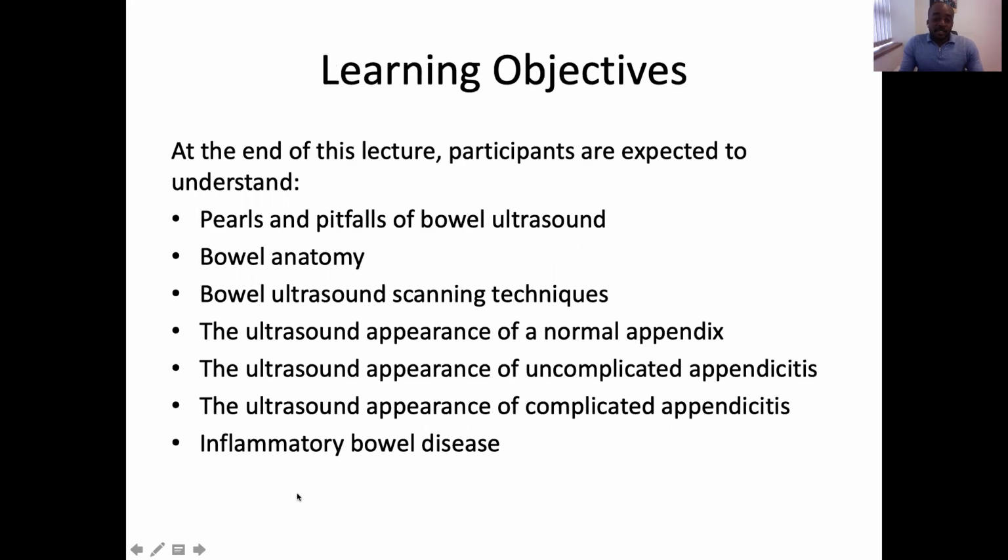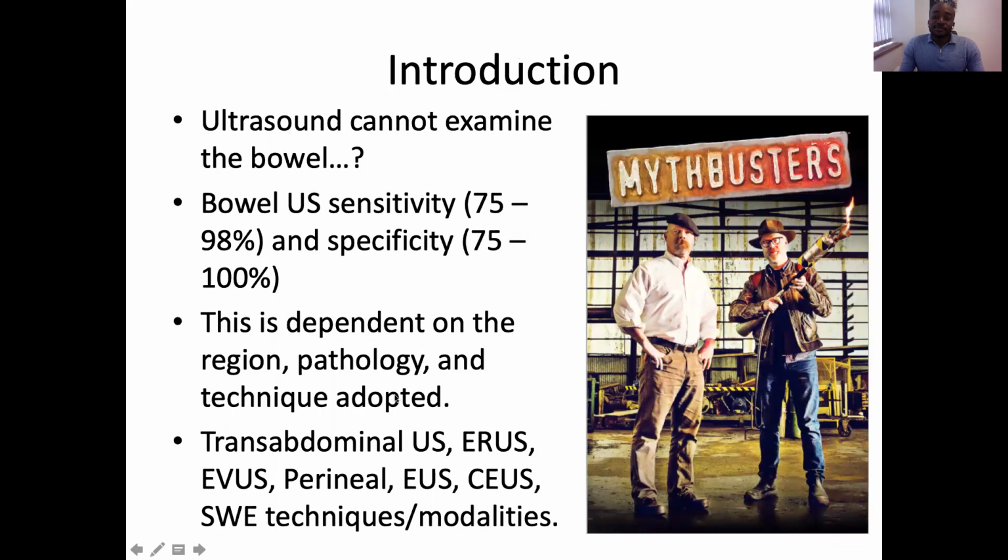Here are the learning objectives. At the end of this lecture, participants are expected to understand the perils and pitfalls of bowel ultrasound. We're also going to discuss a lot about the bowel anatomy. We are also going to discuss bowel ultrasound scanning techniques, tips and tricks, the ultrasound appearance of the normal appendix, the ultrasound appearance of uncomplicated appendicitis, as well as complicated appendicitis. And we'll discuss inflammatory bowel diseases, which includes Crohn's disease and ulcerative colitis. So let's begin.